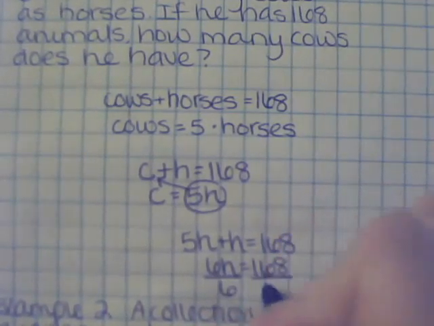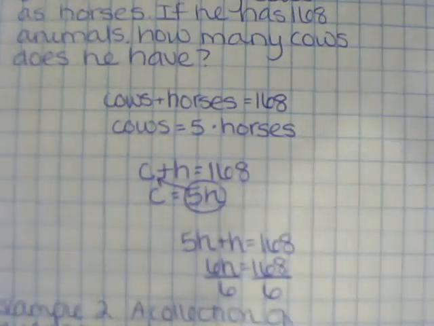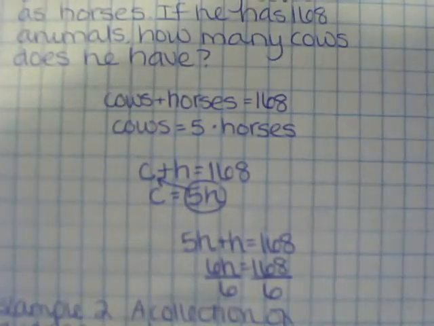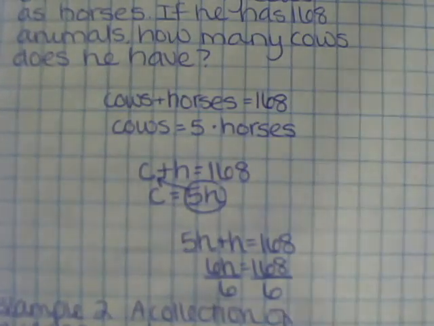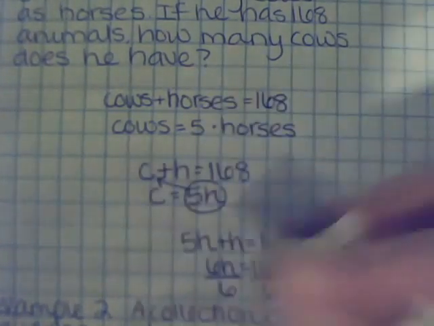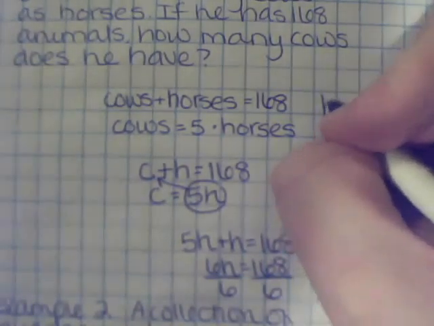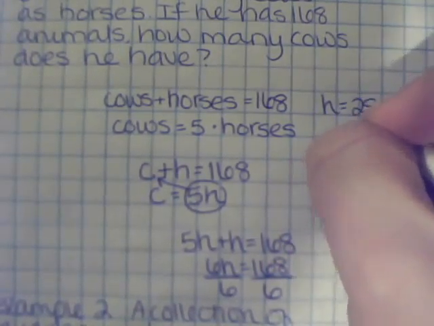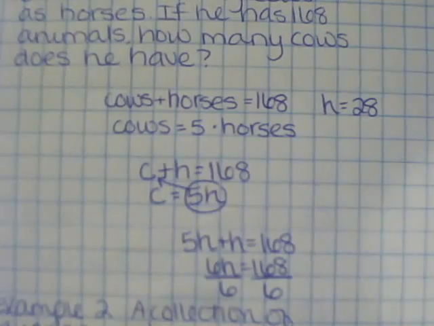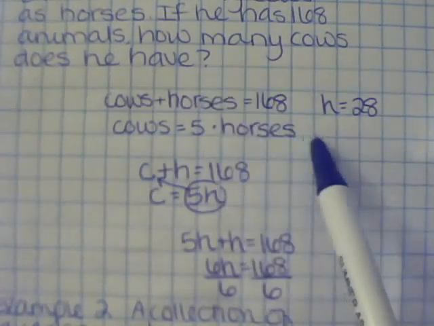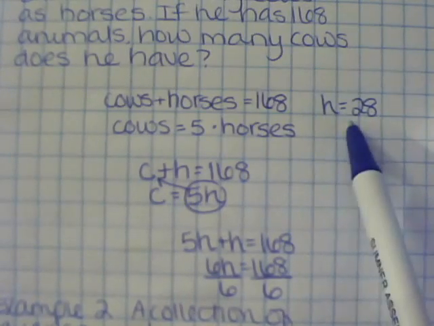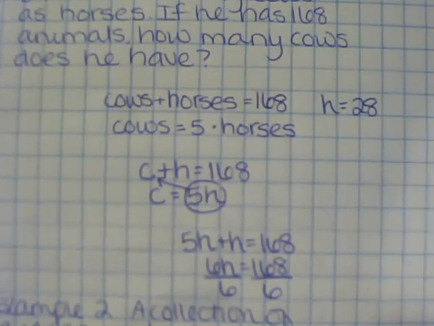Divide by the 6 on both sides, and this is going to tell me how many horses I have. 168 divided by 6 means I have 28 horses. So my horses equal 28. Now, the problem says how many cows does he have? We just figured out the number of horses. So, how many cows does he have?